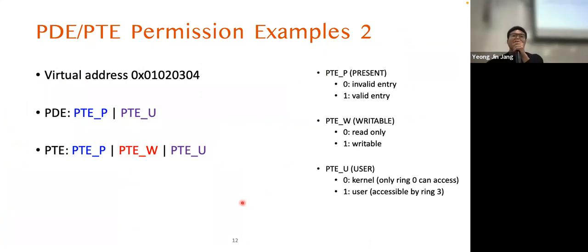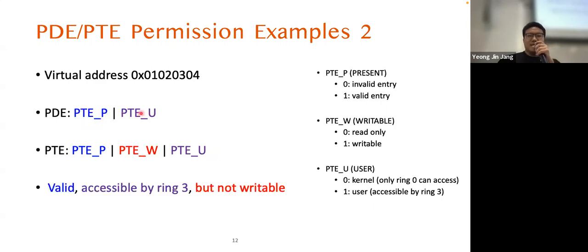For the next example, suppose we have PTP and PTU in the page directory entry, but in the page table entry we have all the flags set. As I mentioned, the CPU does the memory permission check at the page directory entry first. This permission setup does not allow writable memory because it does not have PTW. So although the page table entry allows all the permissions, we need to take the intersection of the permissions. So this will be a valid address, accessible by the user, but not writable.